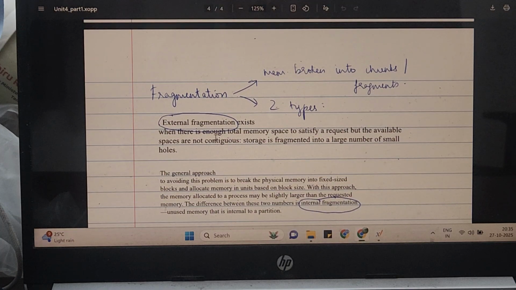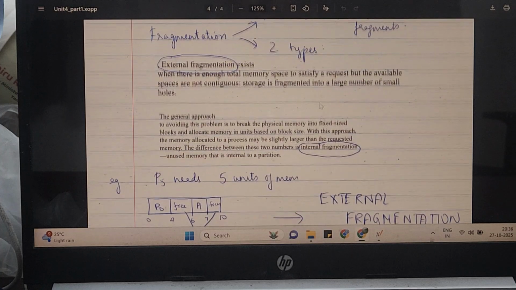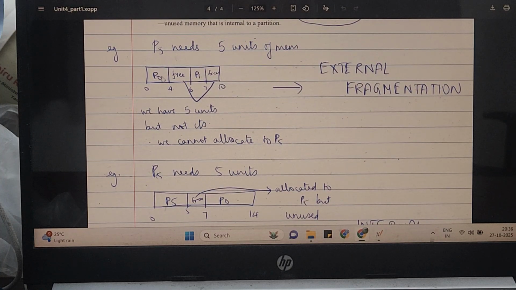External fragmentation is when you have enough total memory to satisfy a request, but the available spaces are not contiguous, they are fragmented into a number of small holes. So we will take a pictorial example. Your memory goes from 0 to 10 for the sake of simplicity. 0 to 4 is taken up by P0, 4 to 6, those two spaces are free. 6 to 7 is taken up by P1, again 7 to 10, those three spaces are free. So you have 2 free spaces here, 3 free spaces here, which means you have 5 free units.